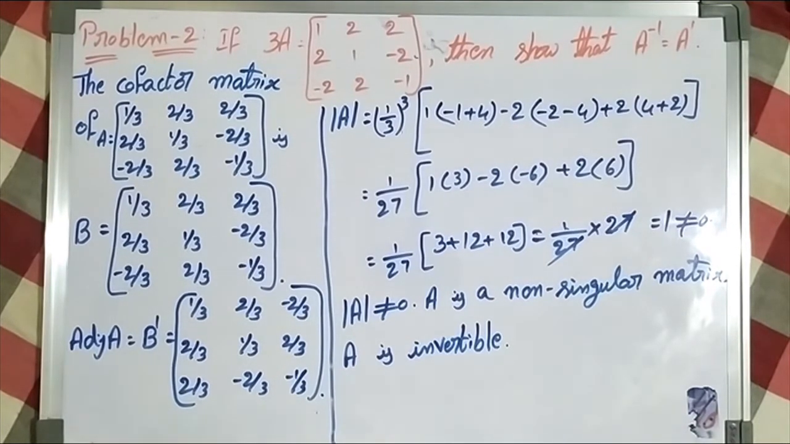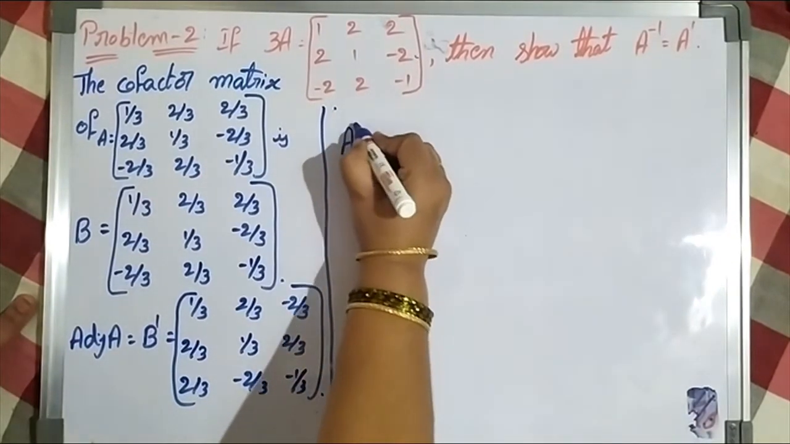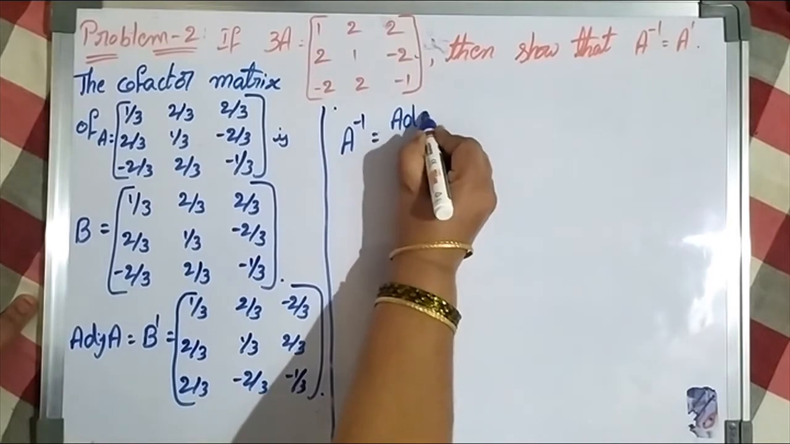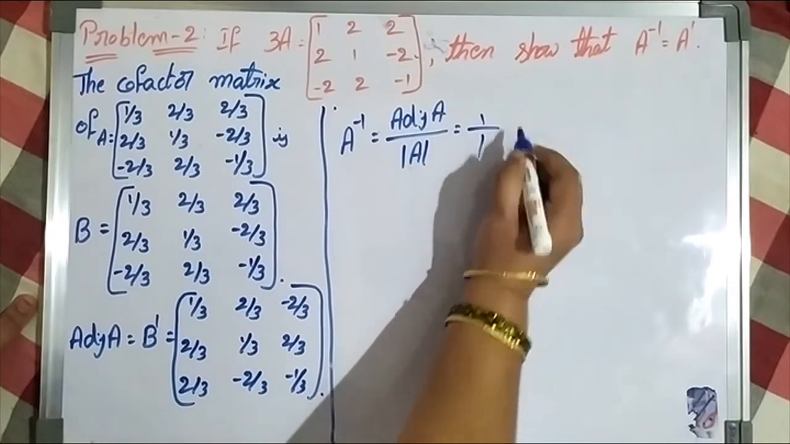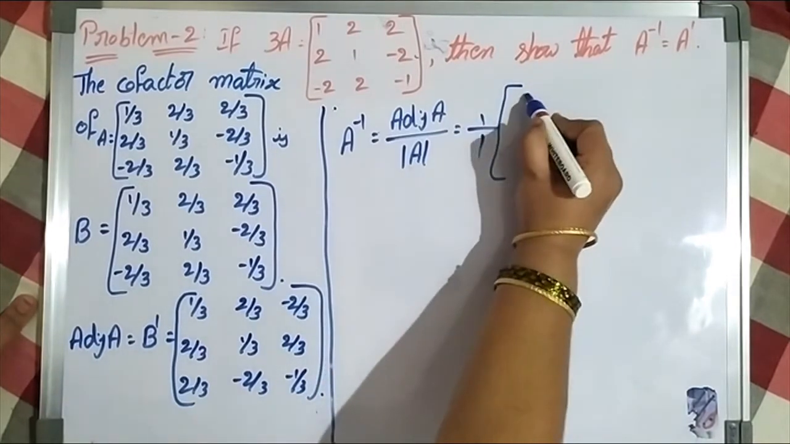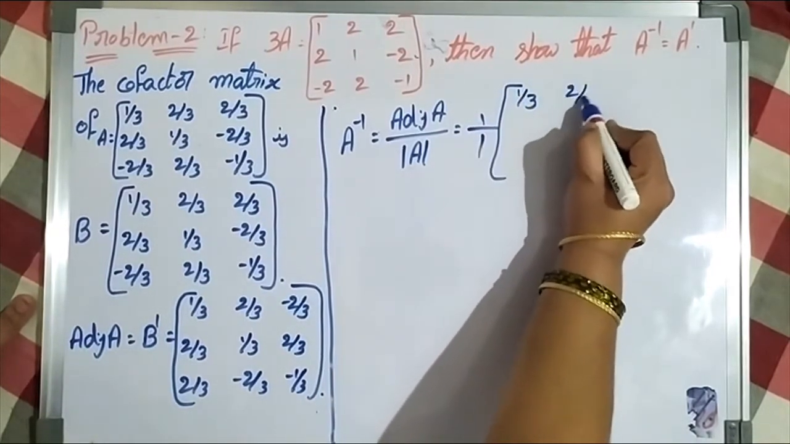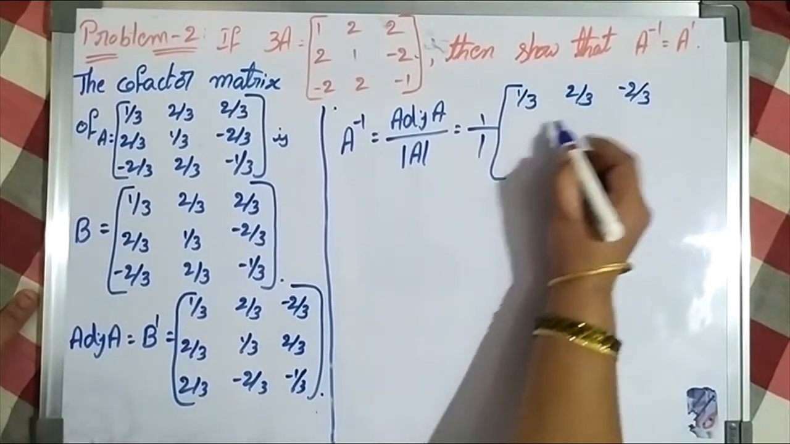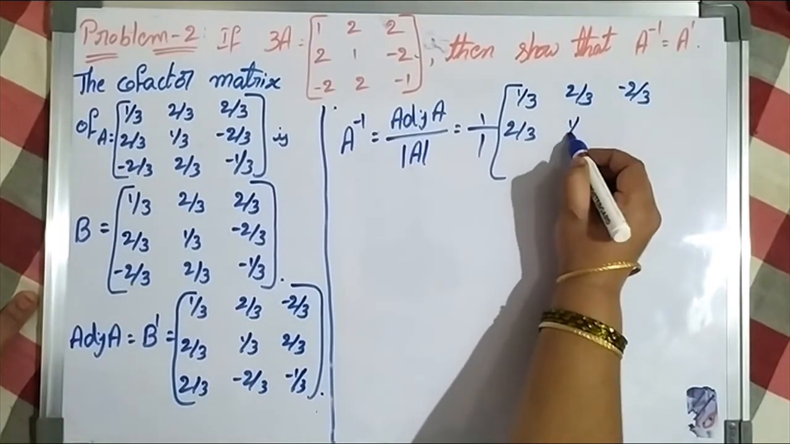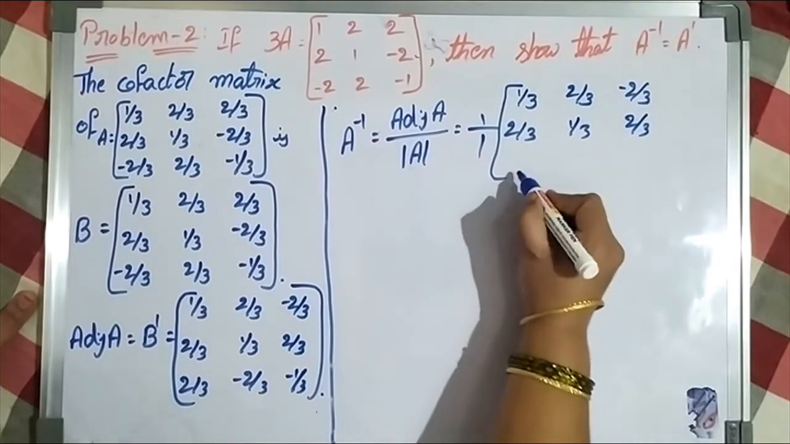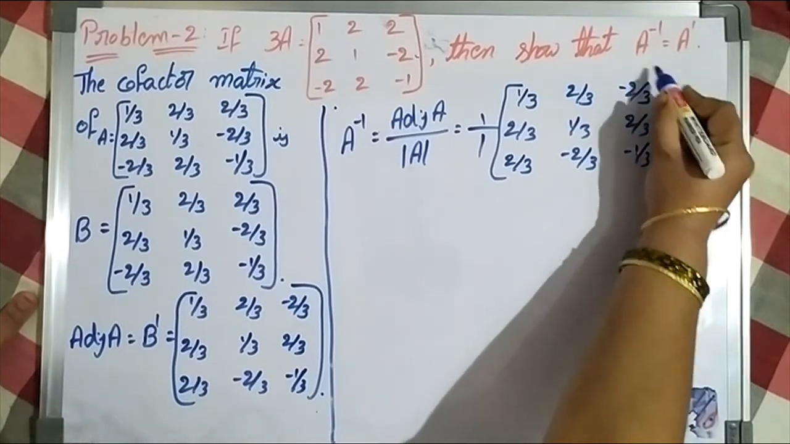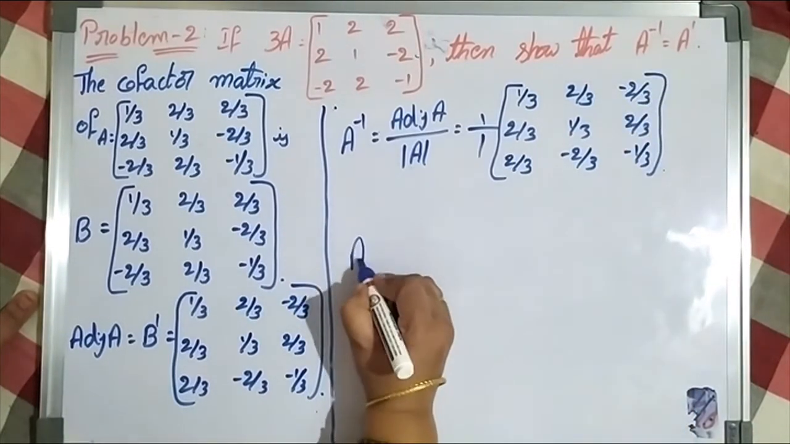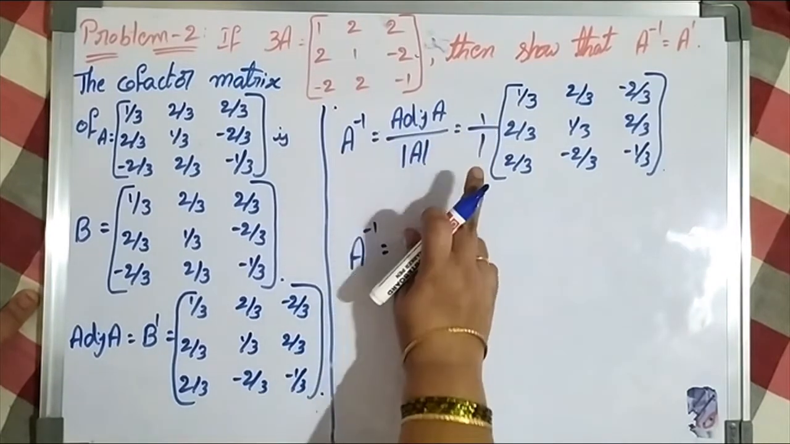Then we can calculate the A inverse value. A inverse equal to adjoint of A by det A. Det A value is 1. Then 1 by 1 into adjoint of A value: 1/3, 2/3, -2/3, 2/3, 1/3, 2/3, 2/3, -2/3, -1/3. This is A inverse. A inverse equal to 1 by 1 value 1.